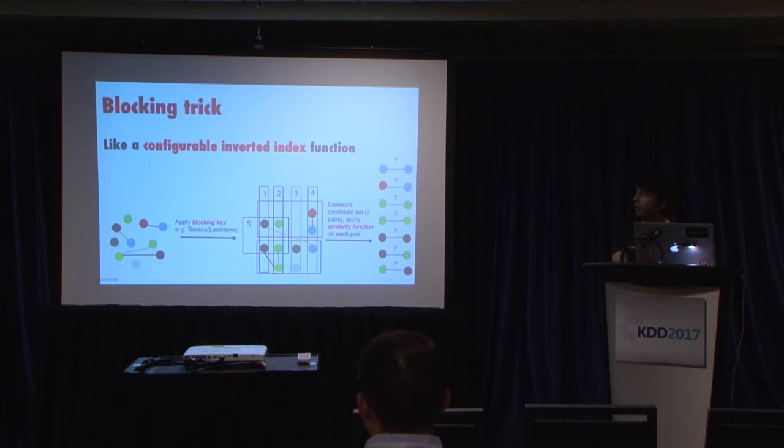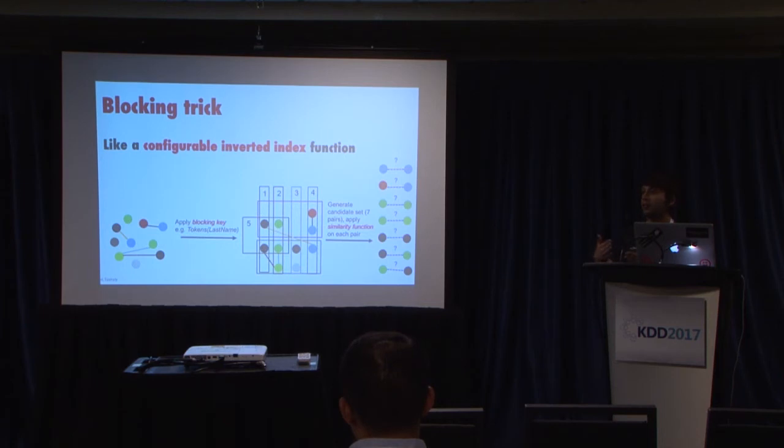For this, there's a trick called blocking, which is widely used in the ER community and carries over to the link prediction community also, where you learn a function called a blocking key. The blocking key is like a configurable inverted index function. An inverted index would be something like tokens of last name. So you tokenize the last name attribute of the node. Let's imagine these nodes are all people. So we tokenize the last name, and if two nodes share a token in the last name, only then do we compare them.